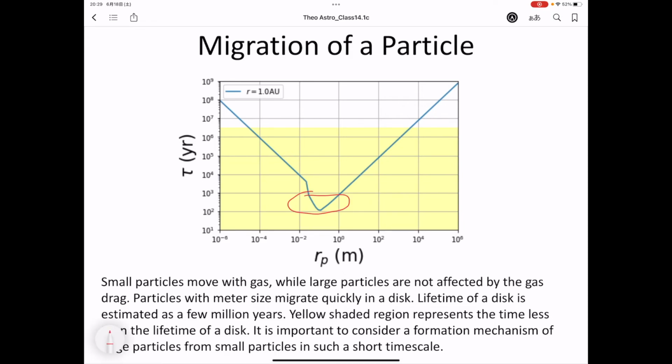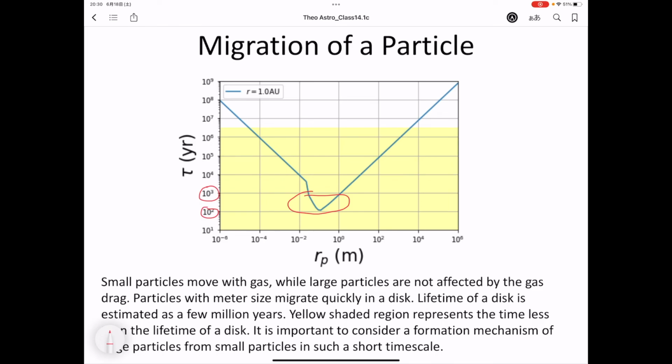In intermediate regions, the particle takes only 100 to 1000 years. The lifetime of a disk is estimated as a few million years. Yellow shaded regions represent the time less than the lifetime of a disk. It is important to consider the formation mechanism of a large particle in such a short timescale.